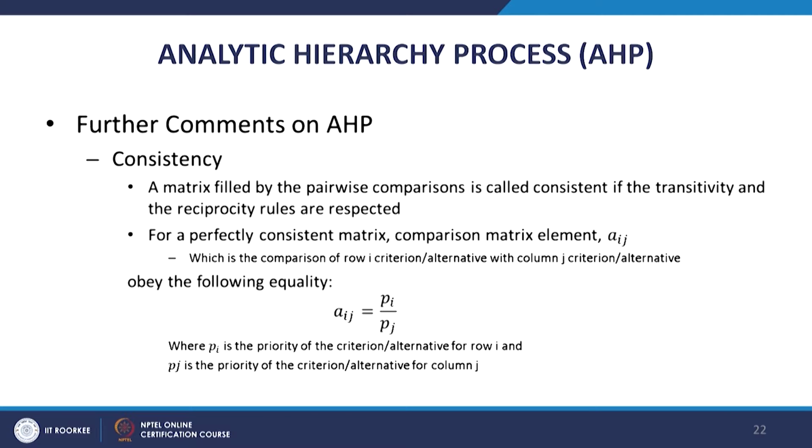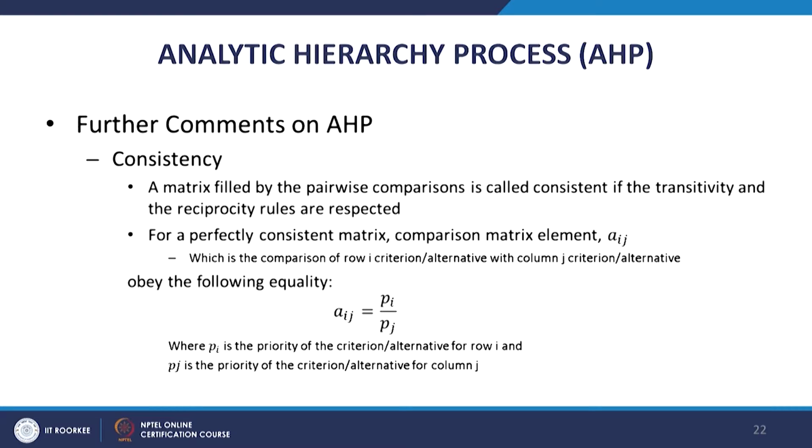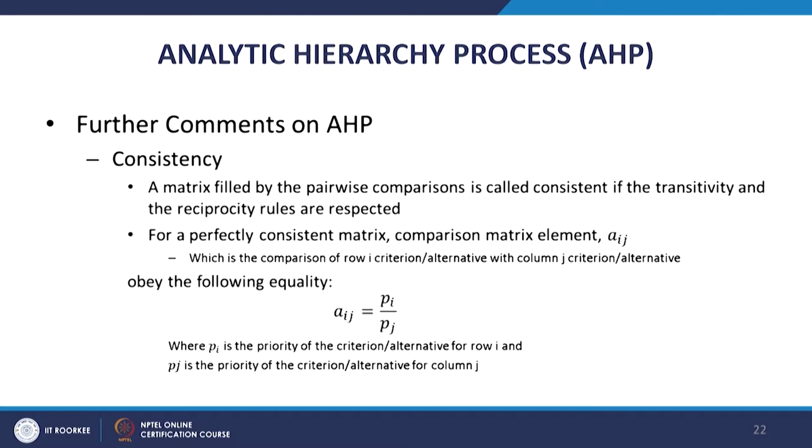If the matrix is perfectly consistent, then there are some other properties which become part of it. For example, a comparison matrix element Aij. This is typical notation that we use in matrix algebra, where i is denoting the row and j is denoting the column. Aij is the element within the matrix for row i and column j. It is the comparison of the row i criterion or alternative with the column j criterion or alternative.